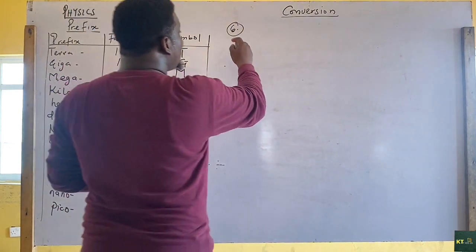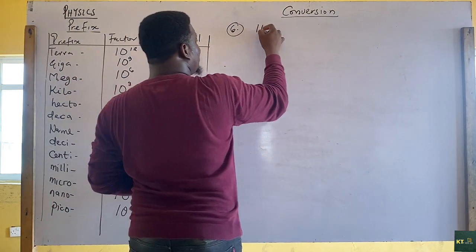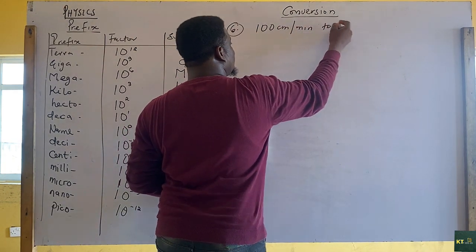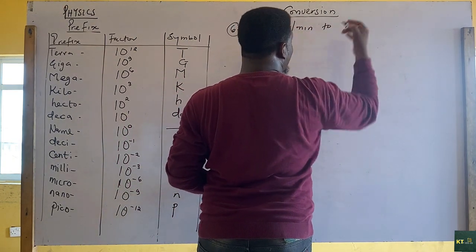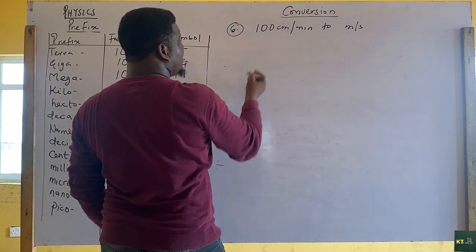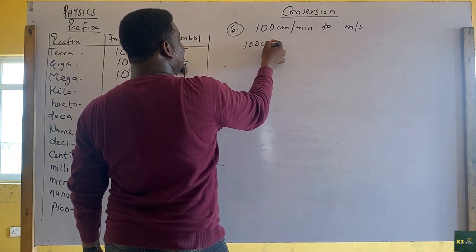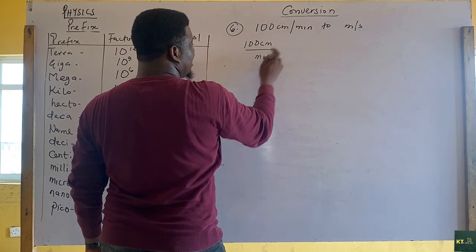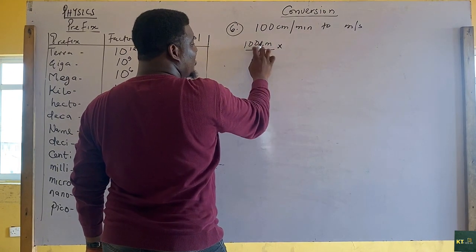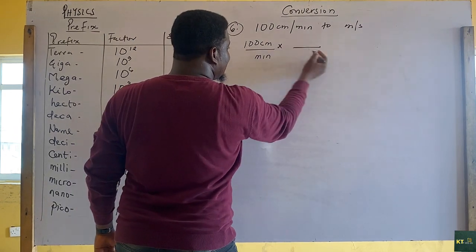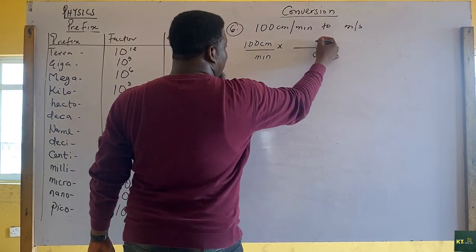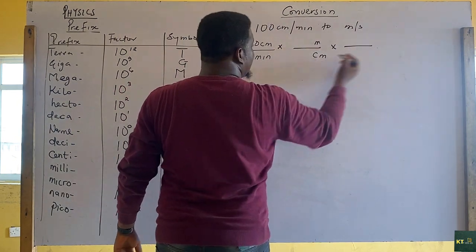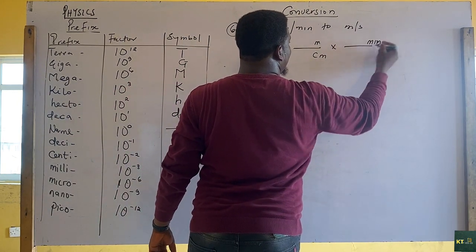Now, we're going to be looking at another one: 100 centimeter per minute to meters per second. So how do we solve this? That will be 100 centimeter over minute. That is what this means. Multiply by, now let us see how we can convert this. Centimeter comes down and meters comes up. Multiply by minutes up and seconds down.